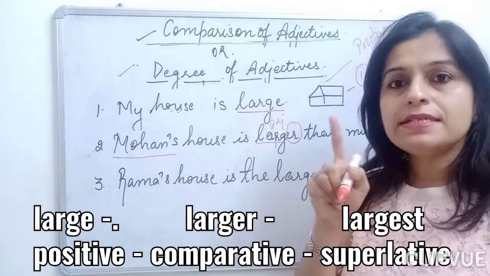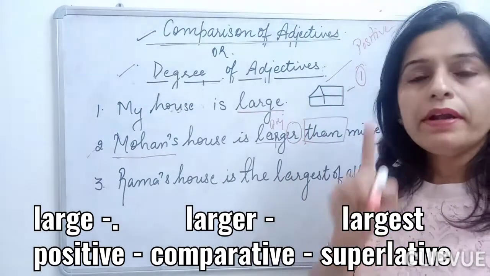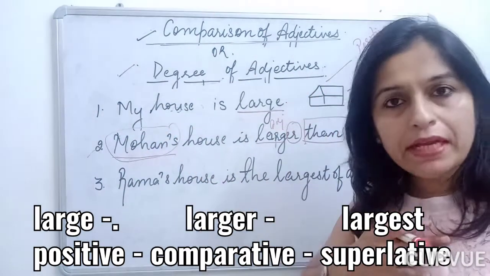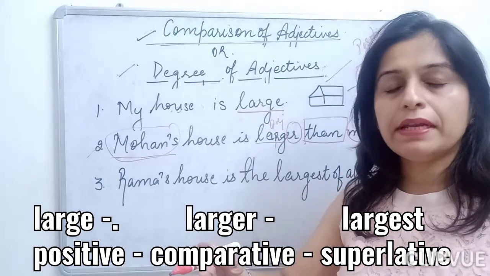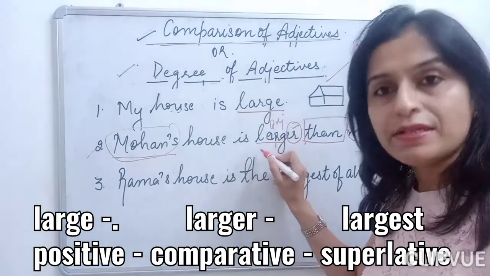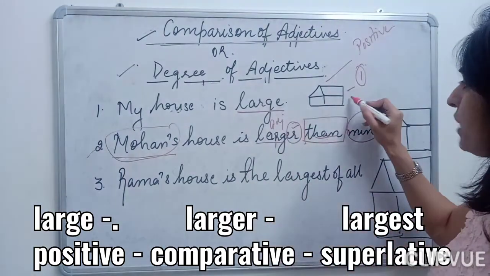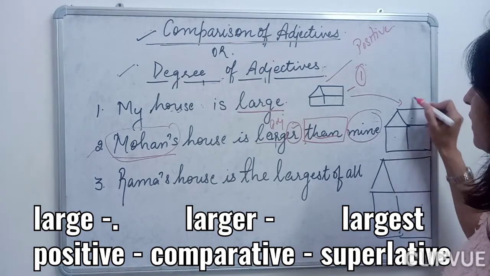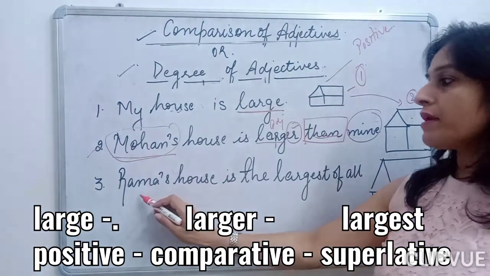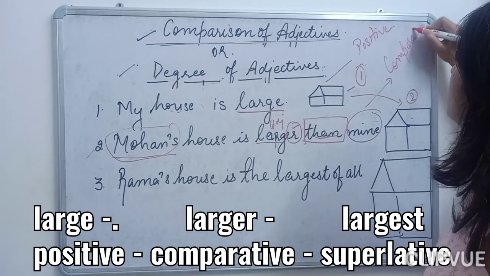ER. I have added ER and then I have added than here for comparing Mohan's house and my house. अपने घर को मोहन के घर के साथ कंपेयर करने के लिए मैंने उसे कैसे चेंज किया? I have added ER to my adjective and then to compare it. Fine. अब आपको यहाँ दिख रहा होगा कि मोहन का घर मेरे घर से ज्यादा बड़ा है. Fine. Now next, third sentence. Rama's. So this is which sentence, children? This becomes my comparative sentence.